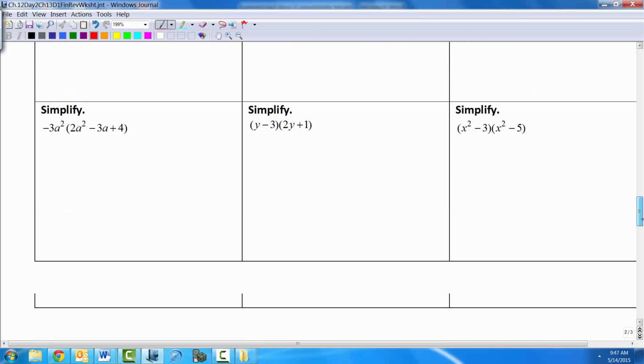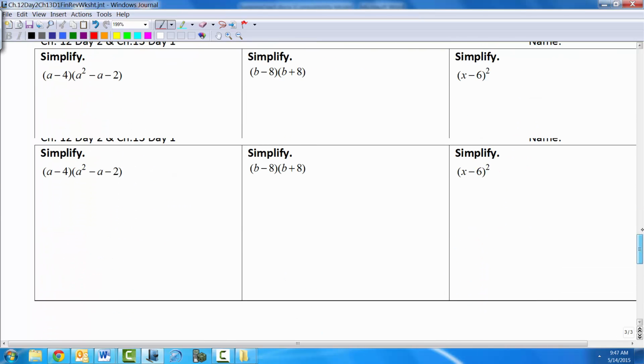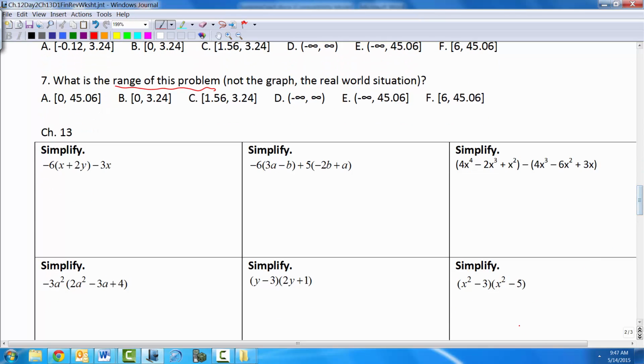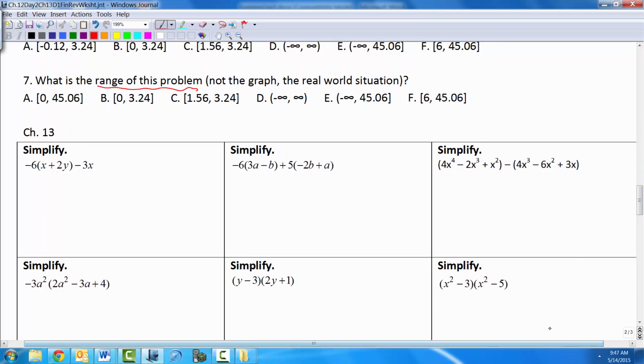Okay, now I'm going to fly through this. Here's the chapter 13 stuff. I do, you do. Okay, so the first thing, we're going to take the chapter 13 stuff, which was simplify. So I'm just going to fly through this. Again, this is a movie that you can pause and look back and rewind.